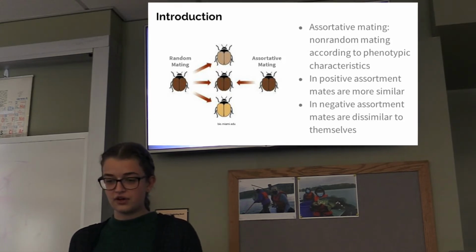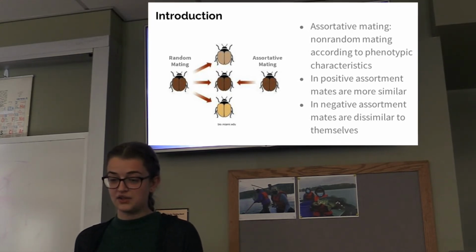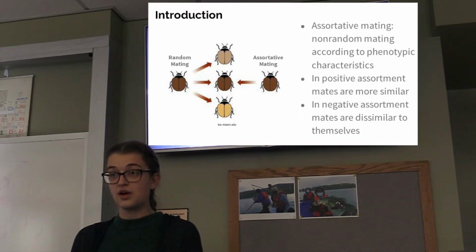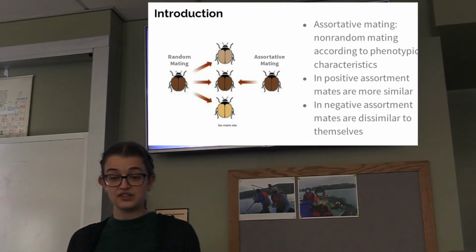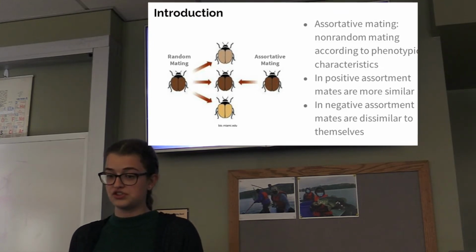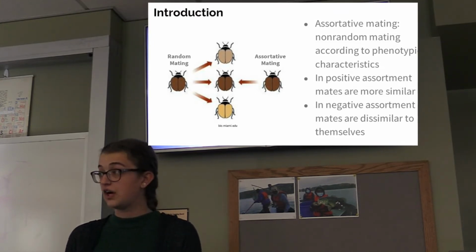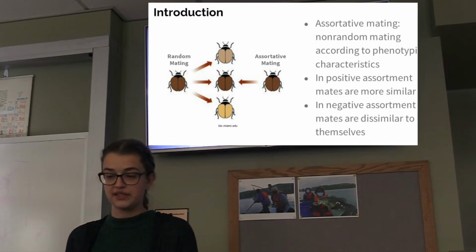And I included the photo, so on one side we have assortative mating, where a beetle mates with another with the exact same color, the same phenotypic trait. And then on the other side you have random mating, which could be color or any other factor, just completely random.